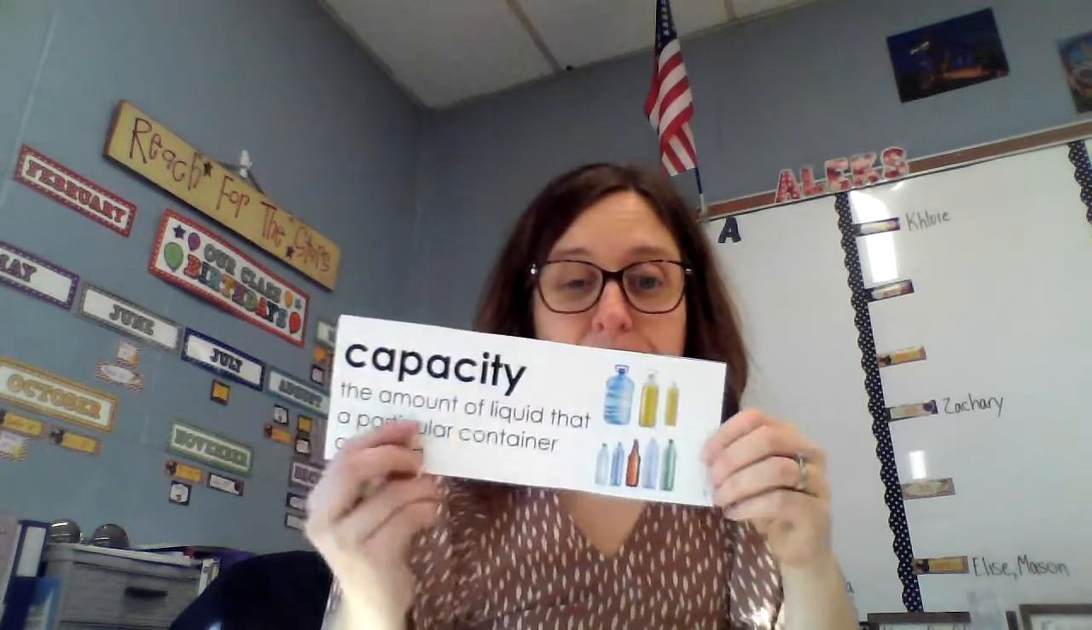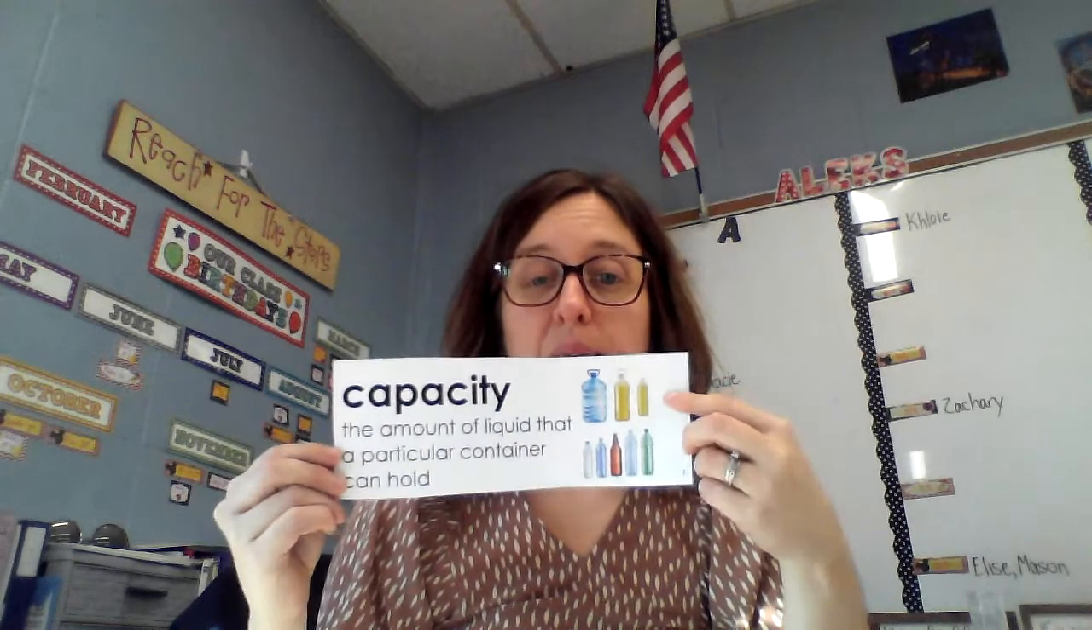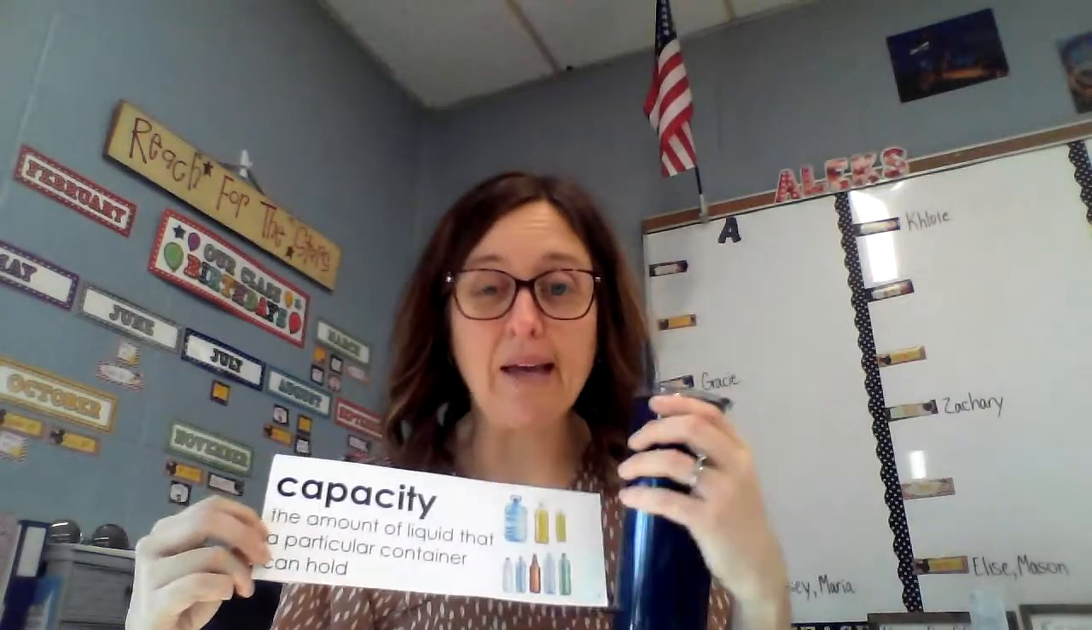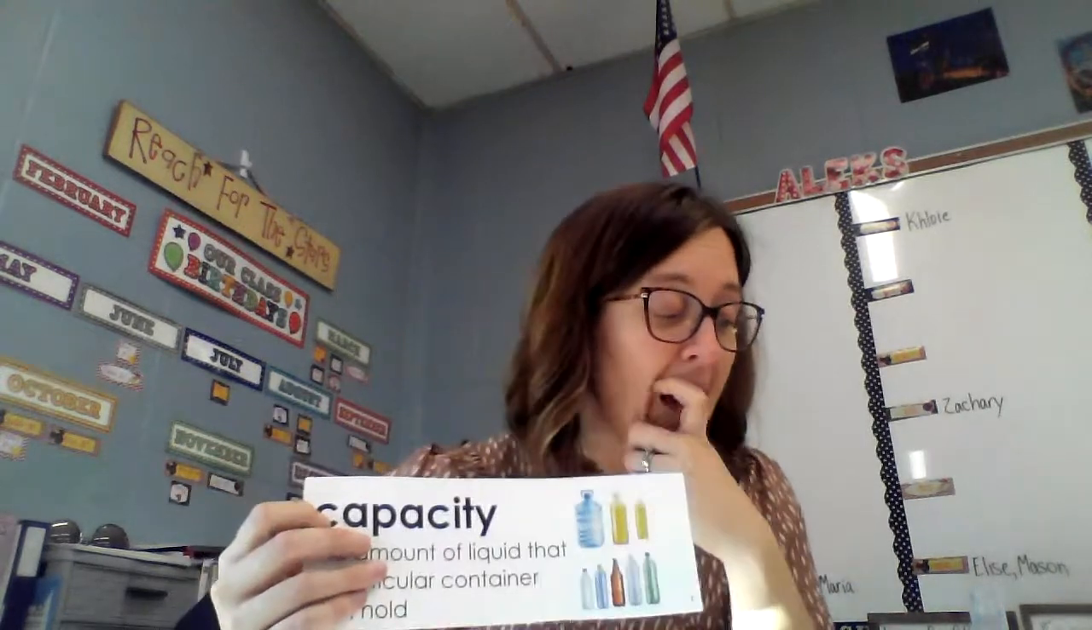Now, the amount of liquid a container can hold is called its capacity. Let me tell you that again. The amount of liquid that a particular container can hold is called the capacity. So, for example, the capacity of my water bottle or my glass is how much water I can fill into it. Now, the glass is going to have the smallest capacity because it can hold the least amount of water.